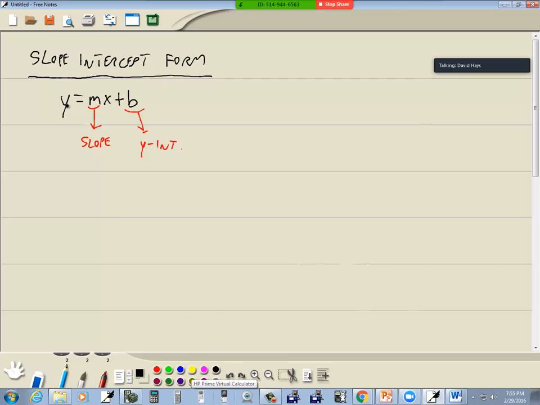Now slope-intercept form means you have y by itself. These are both the first power, and you specifically have a number in front of the x, and then you have a number over here.